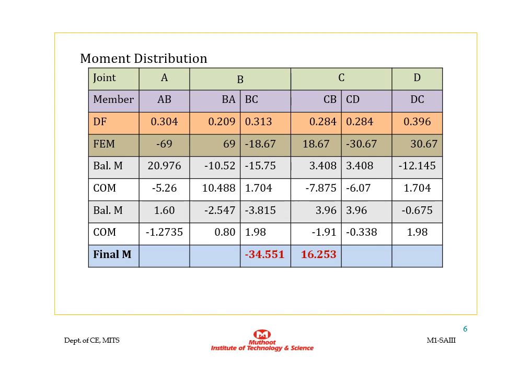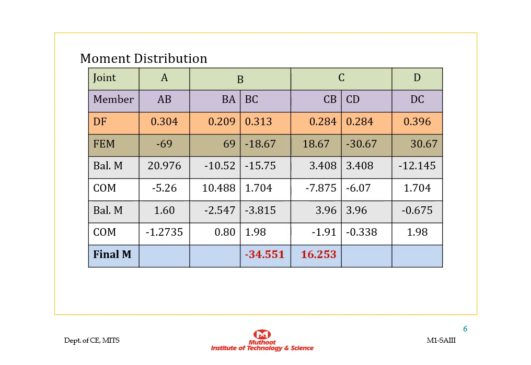So the total sum of the moments at that joint will be 69 minus 18.67. Then it will be distributed to the members associated with that joint according to their distribution factor. So the balancing moment will be multiplied with the distribution factor, and the balancing moment at joint BA is obtained as minus 10.52, and at BC it will be minus 15.75.